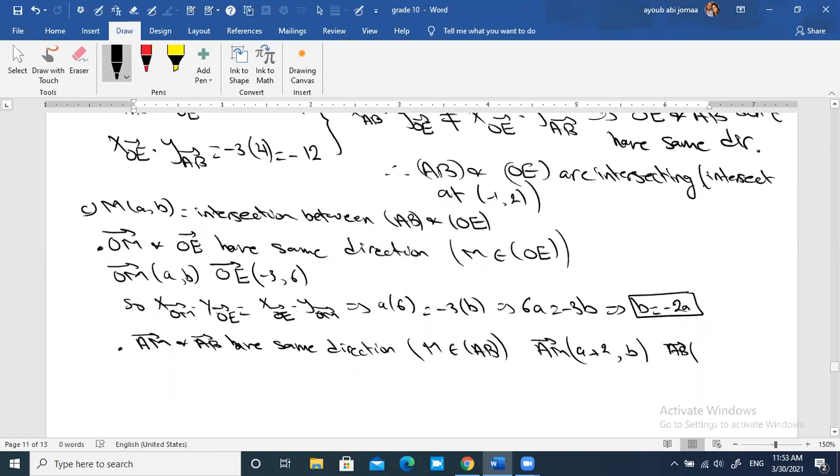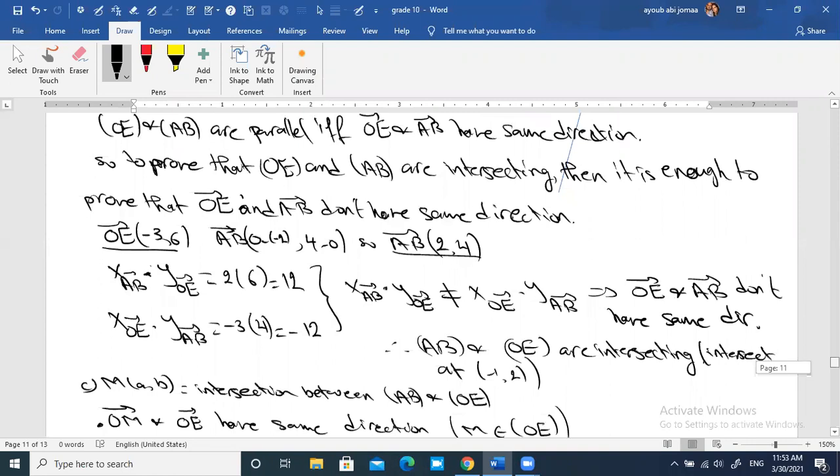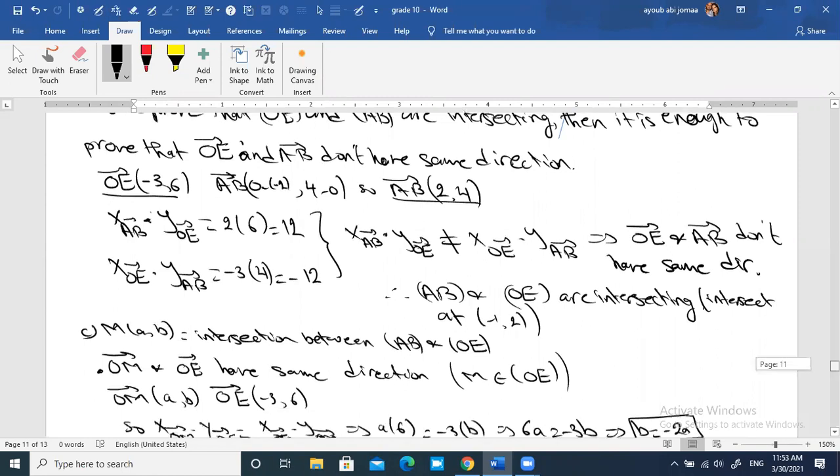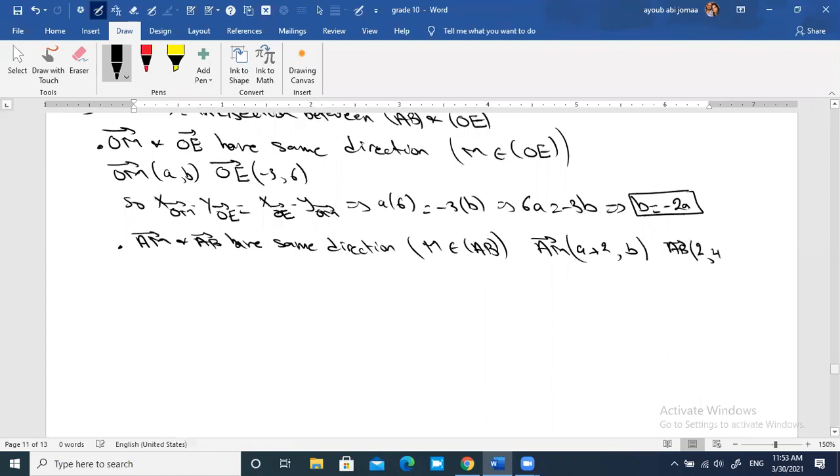And vector AB, we already found it. It's 2, 4. Just to explain here, X of AM is XM minus XA, which is equal to A minus -2, so A plus 2. And Y of AM is Y of M minus Y of A, which is B minus 0, equal to B.